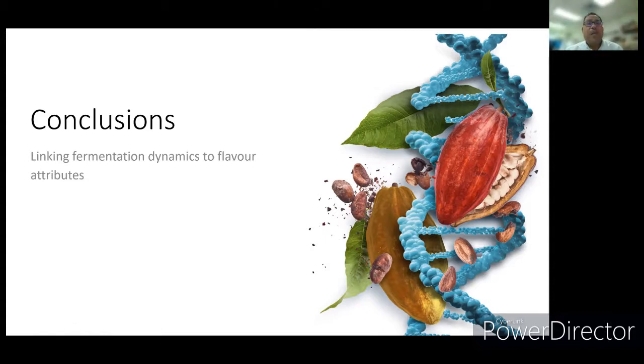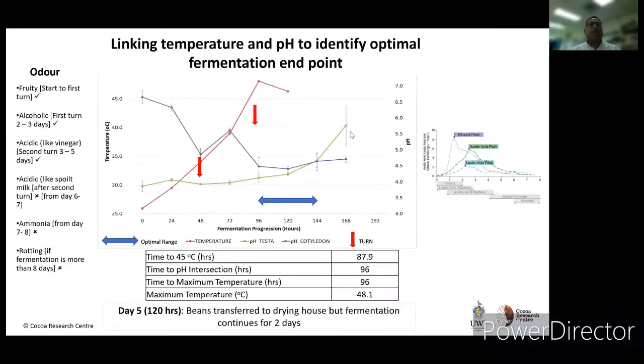Thanks, Vickeisha. I'll now try to link all that we've discussed thus far into the notion of an evidence-based toolkit for monitoring cocoa fermentations to optimize bean and flavor quality. In looking at the fermentation dynamics, we can present the interplay of temperature and acidity measured as pH on this graph here against time on the x-axis.